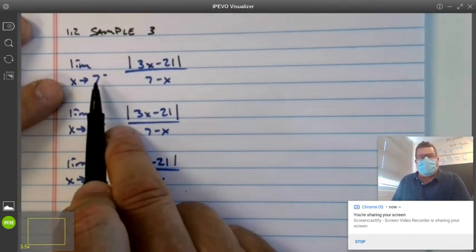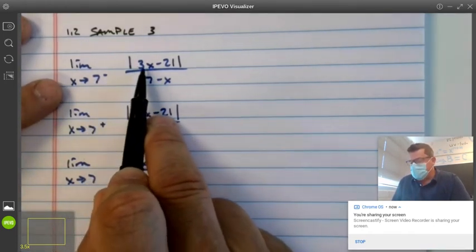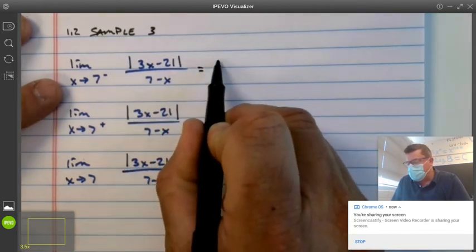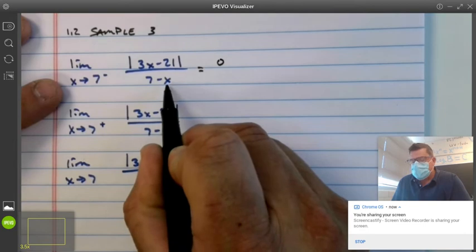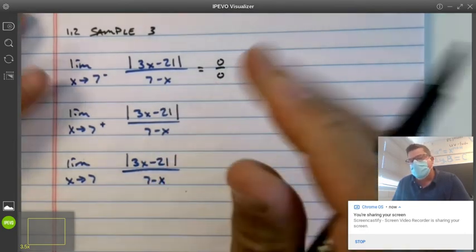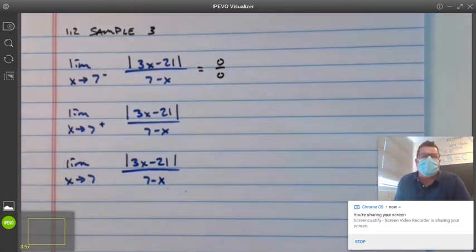If we put 7 into this equation, it'll be 21 minus 21, and the absolute value of 0 is 0. We put a 7 down here in the bottom, and 7 minus 7 is also 0. That means we need to factor, cancel, and shove it back in. You could also graph them.